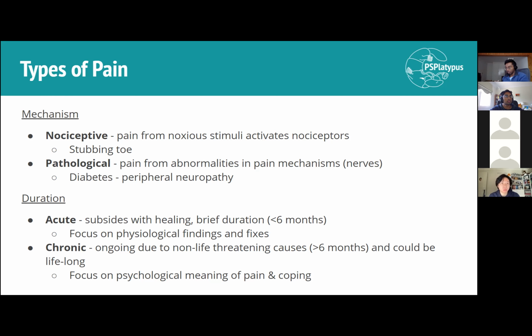Chronic, usually it's not life-threatening, but could be lifelong and is greater than 6 months. And for this, we want to focus on coping since it usually cannot be fixed. You can go into remission, but cannot be fixed. So you want to focus on more psychological stuff, the meaning of the pain and stuff like that.